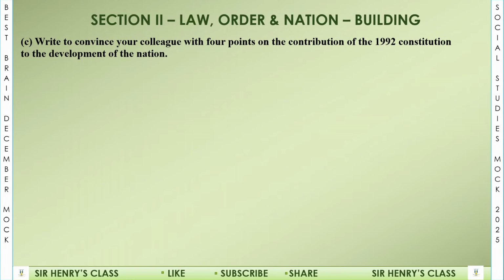So 2C says, write to convince your colleague with 4 points on the contribution of the 1992 Constitution to the development of the nation. So contributions or benefits of the 1992 Constitution. 1. It prevents dictatorial rule. Dictatorial rule means one person abusing power or one person exercising unlimited power. The 1992 Constitution prevents that.